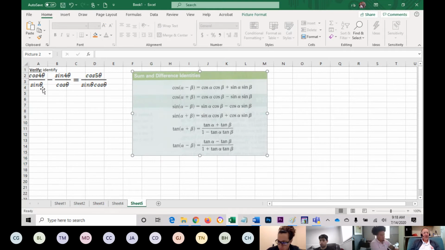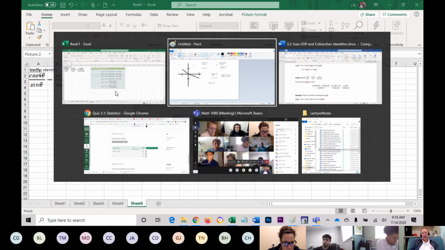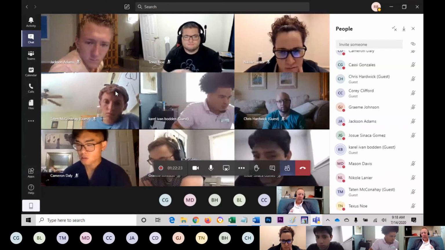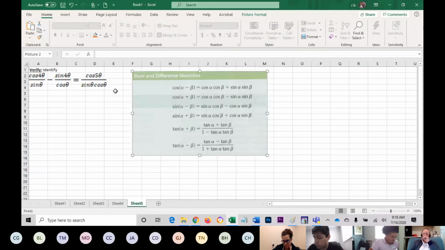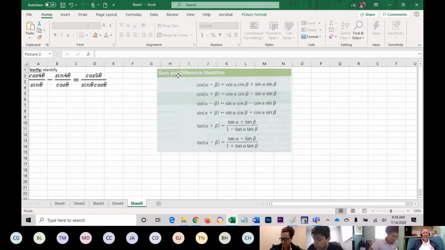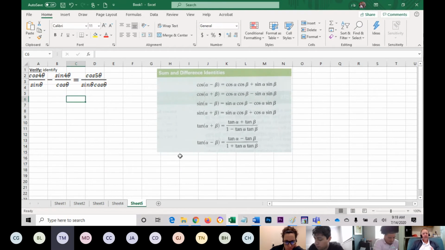Cosine of 4 theta over sine of theta minus the sine of 4 theta over the cosine of theta equals the cosine of 5 theta over sine theta cosine theta. Okay. So that was Nicole. Tate, what do you think you would do first? I'm not sure. Okay. Because it doesn't look like any of the identities quite yet. That's correct.